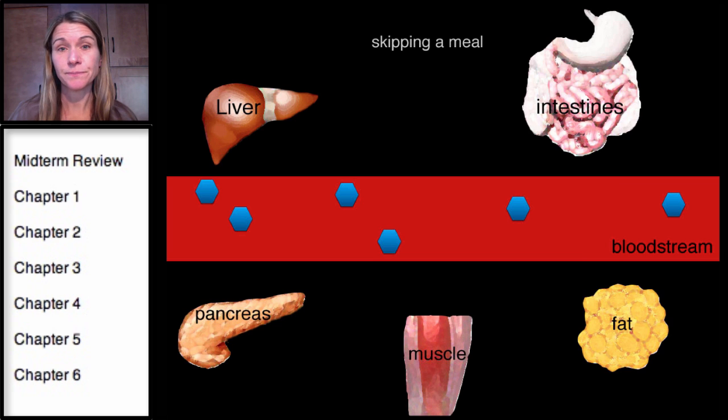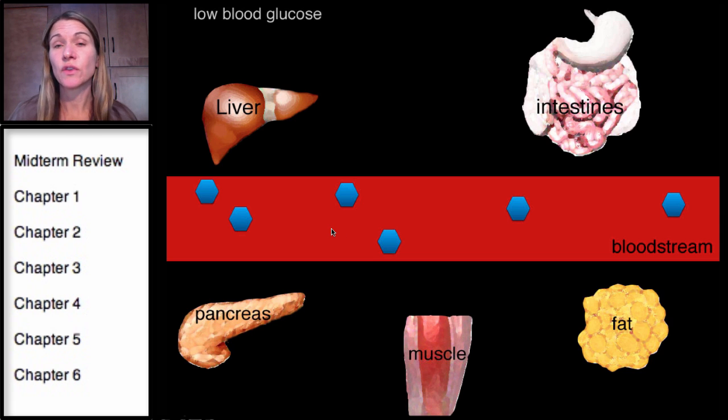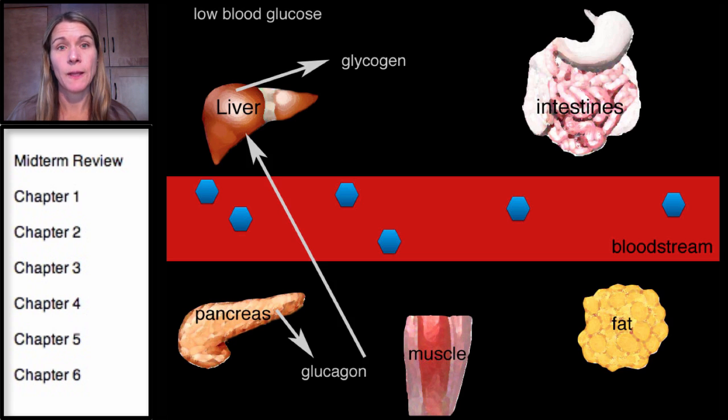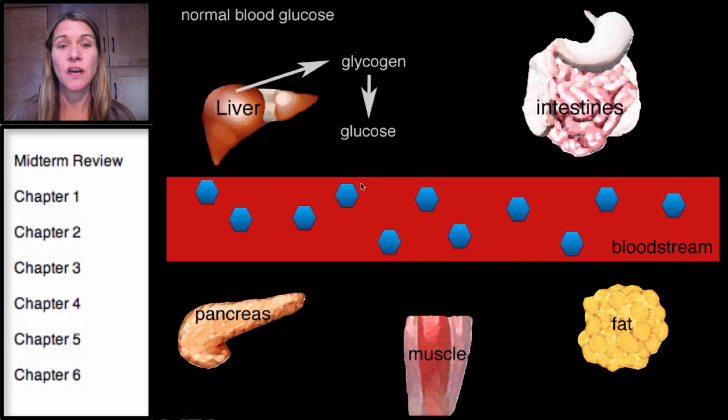So what if you skip a meal? We have a low blood glucose, right? You don't have any of that glucose, food breaking down to glucose in the bloodstream. In response to that, the pancreas releases glucagon. Glucagon stimulates the liver to release glycogen. Remember, glycogen is stored in the liver and the muscle, but only the liver is willing to share its glycogen. So glycogen is released. Now, what's glycogen? Glycogen is our storage form of carbohydrates. So glycogen is broken down to glucose, and glucose is released into the bloodstream, so it normalizes blood glucose.